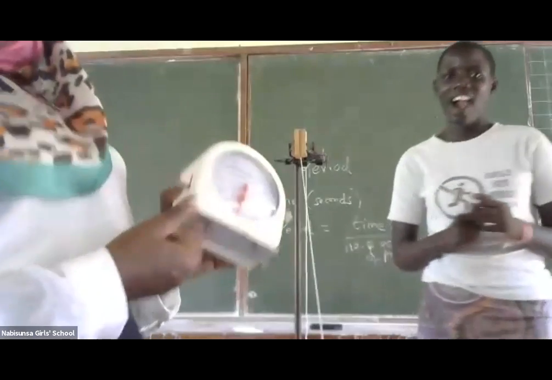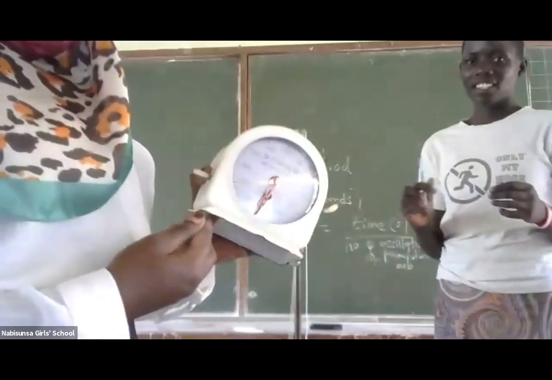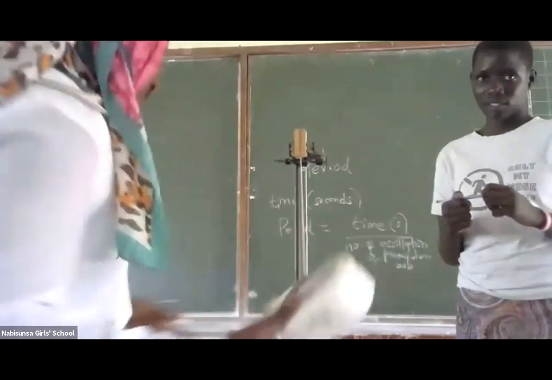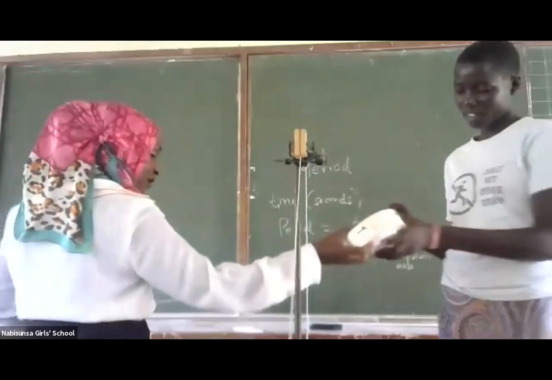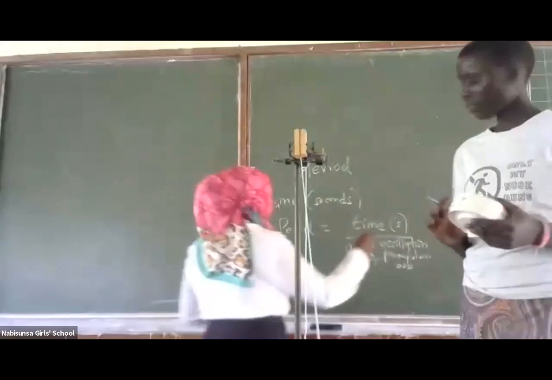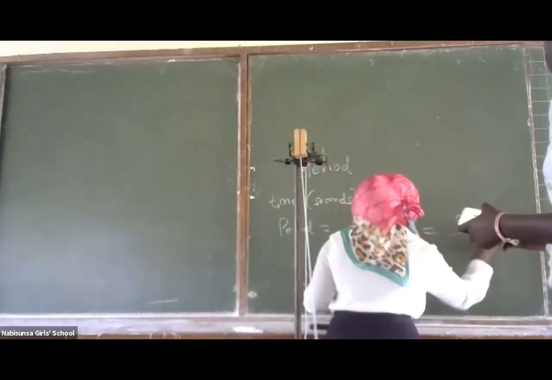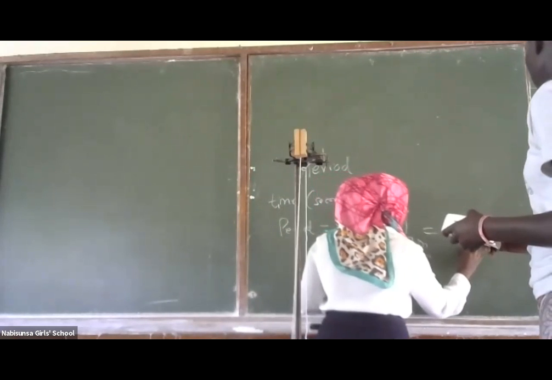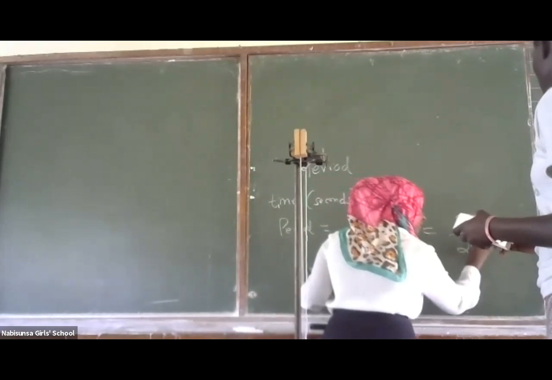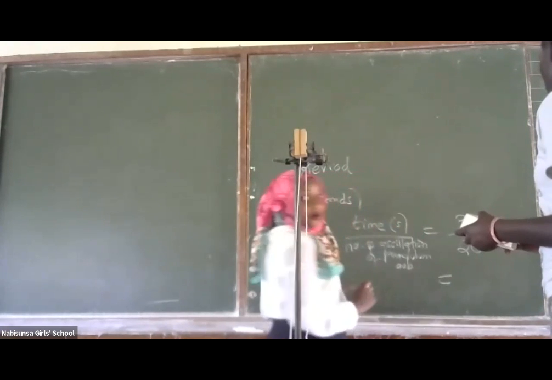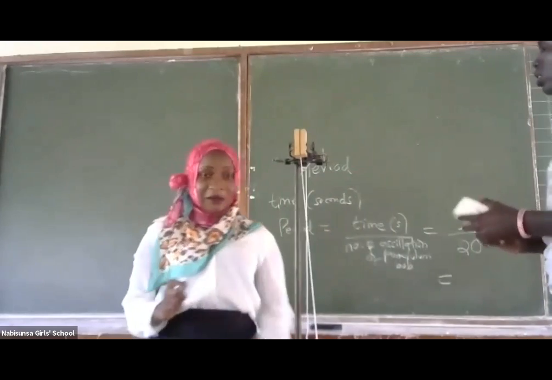Who else was timing, maybe using a watch? So she has 30 seconds. Okay? Josephine has got for us 30 seconds. So to get the period, that time in seconds will be 30 divided by the number of oscillations. The oscillations are what? 20. So when you divide 30 by 20, what answer did we get? 30 by 20.